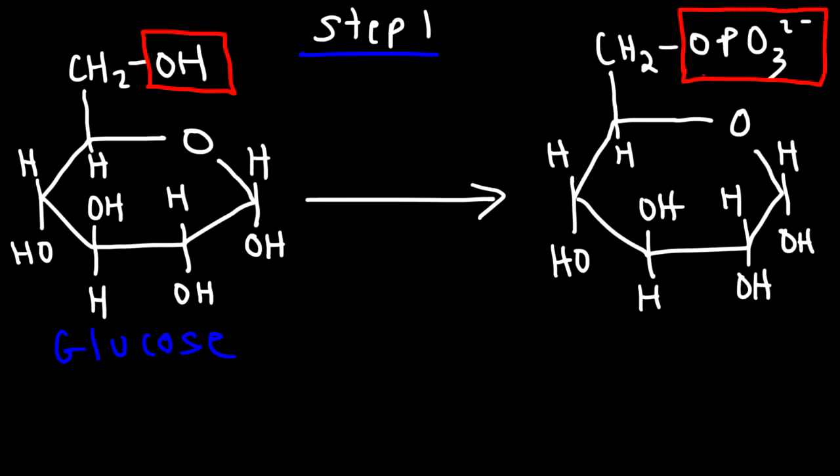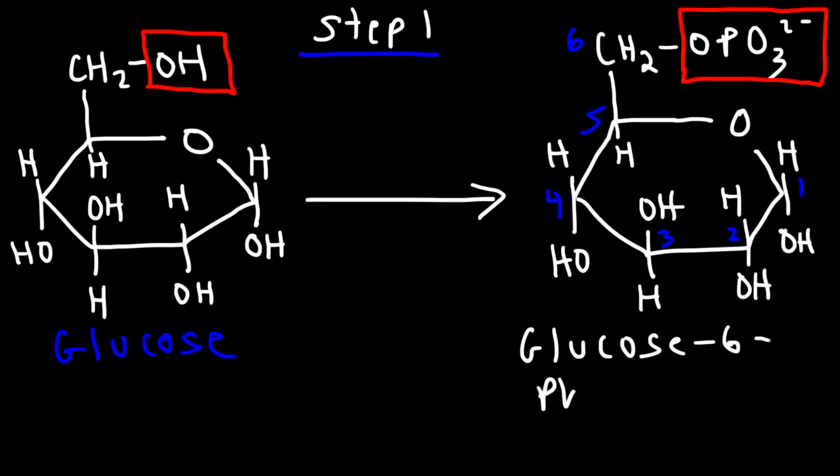Now, what do you think is the name of the product of the first step of glycolysis? What is the name of this molecule? Well, let's find out. This is carbon 1, 2, 3, 4, 5, 6. So we have a phosphate group attached to carbon 6. And the substrate is a glucose molecule, so this is going to be called glucose 6-phosphate.